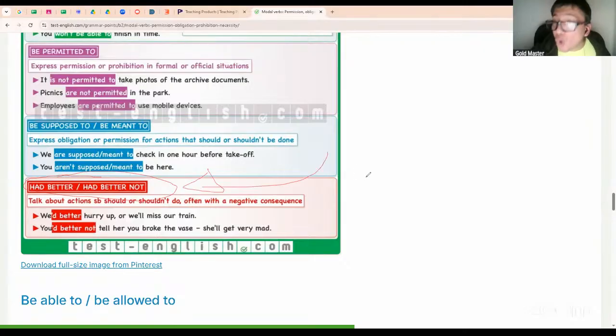Finally, had better and its negative form, had better not. If you talk about actions somebody should or shouldn't do, often with a negative consequence. Obviously, this is a warning. For example, if I say, Gadi Torres, you had better finish your homework or I fail you. Más vale que termines tu tarea o te repruebo. Okay? Just an example, Gadi, don't get me wrong.